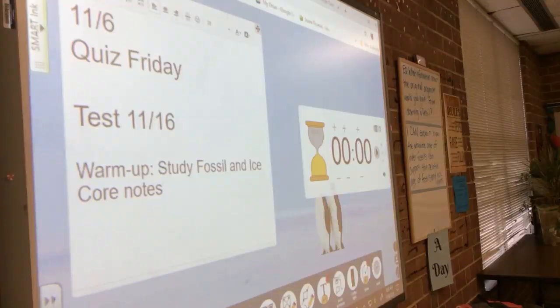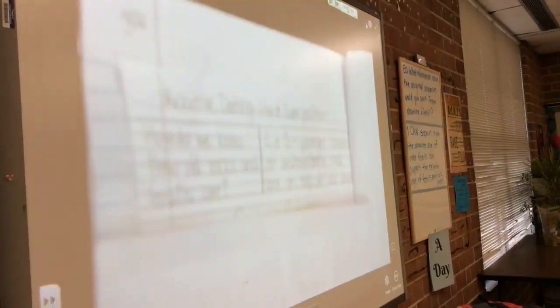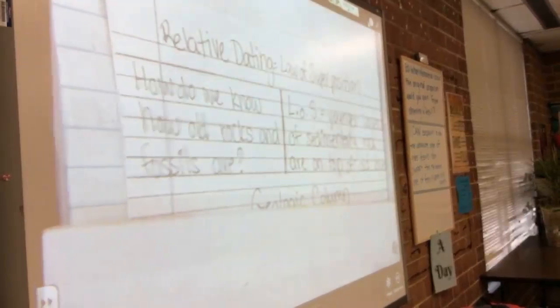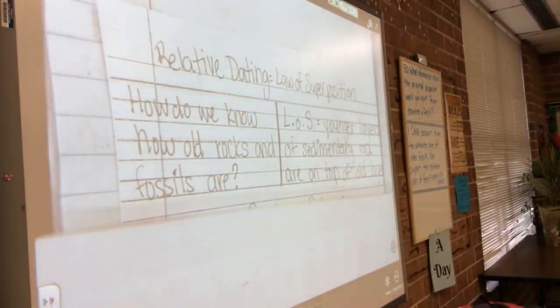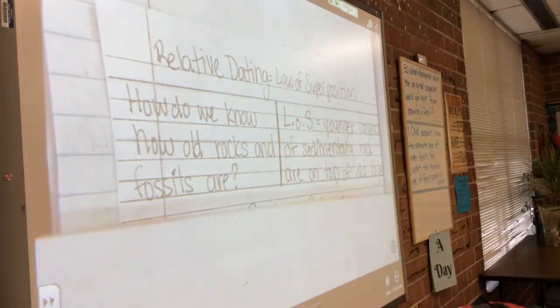So the title of this page will be Relative Dating equals Law of Superposition. I abbreviate law of superposition in my notes. I put LOS. If you want to do that and you remember that's what it means, that's fine.